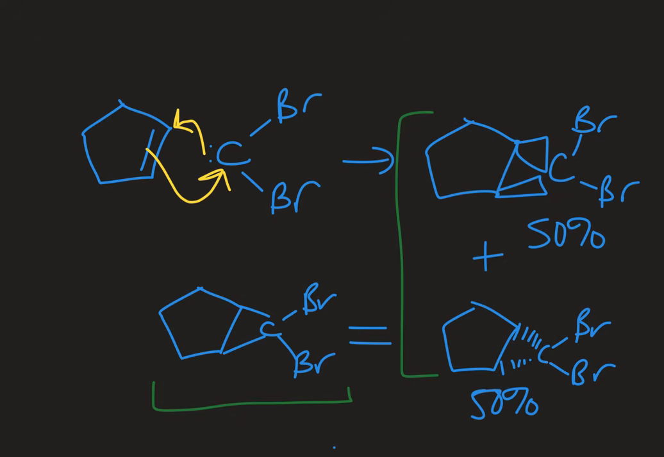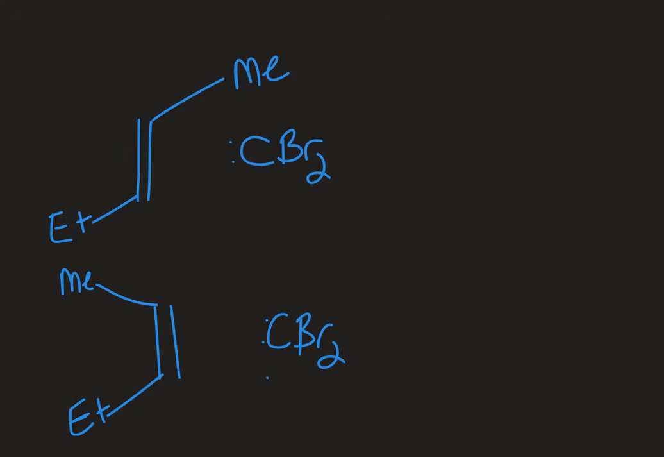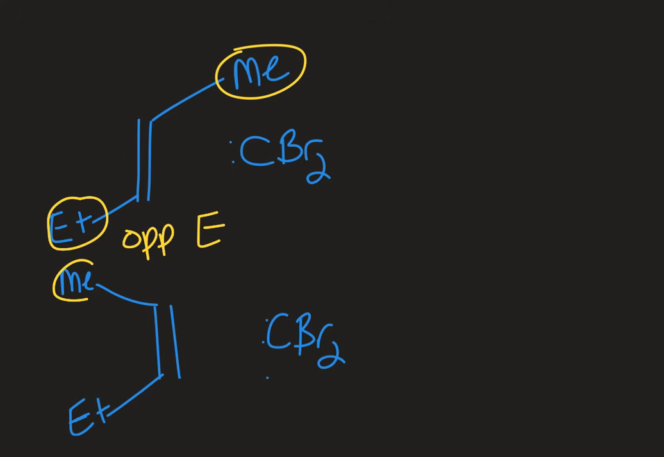So I want to show you another example where we start with an alkene that has a particular stereochemistry associated with it. So you can see here that the ethyl group and the methyl group are opposite one another in this alkene. That would be the E stereoisomer. And then here, the methyl group and the ethyl group are on the same side. And so that would be the Z stereoisomer.